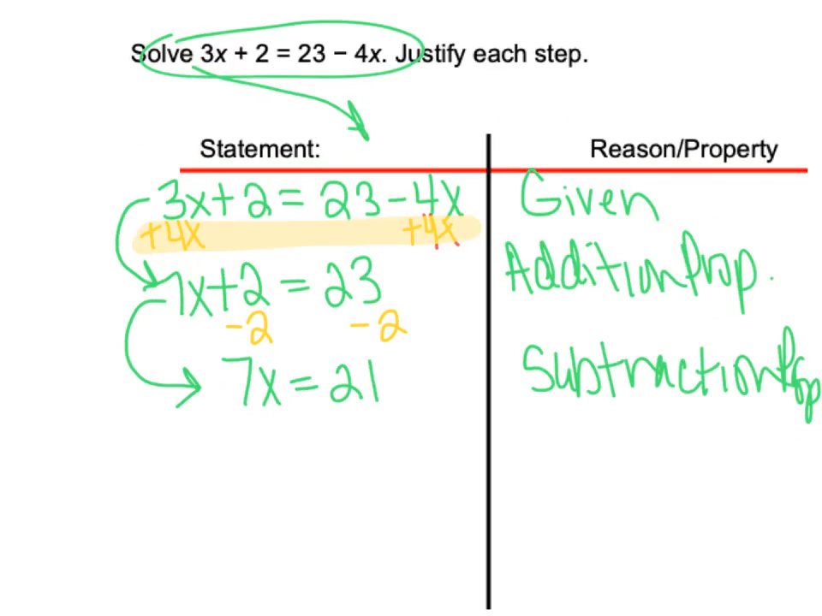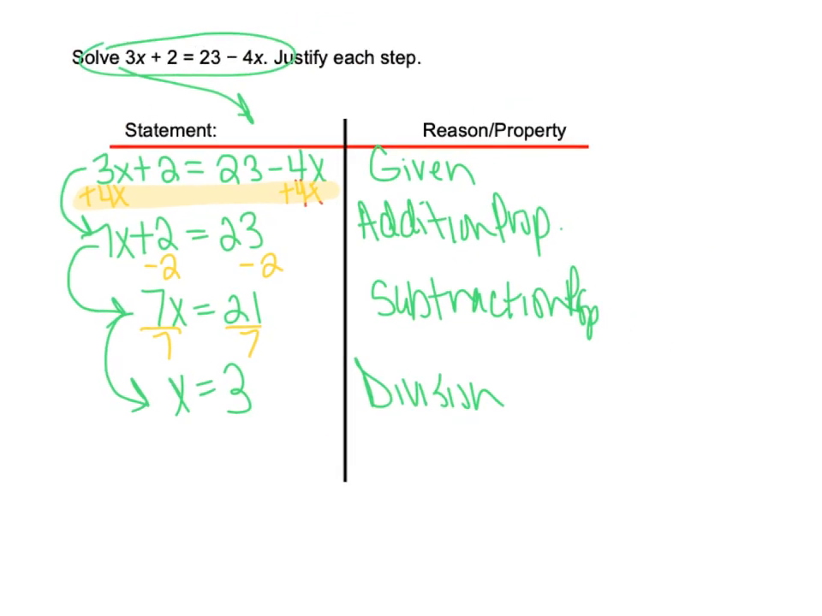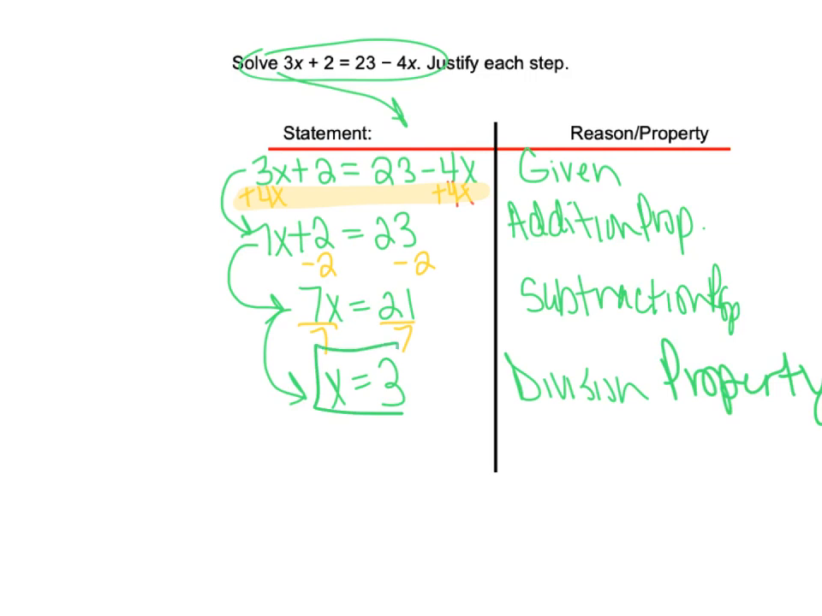Okay, and then in my last step, I'm just dividing by 7 on both sides, and I get x equals 3. And how did I go from this green step to this green step? I divided by 7, which is the division property. Okay, so once I get down here to where I have the equation solved, I can be done.